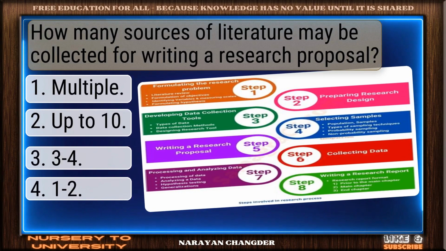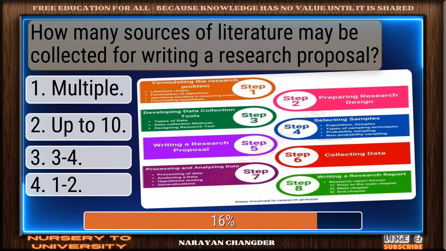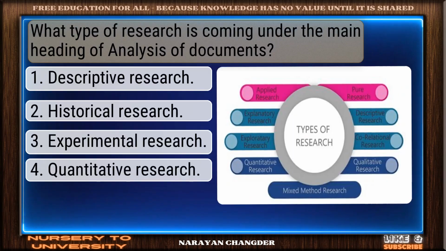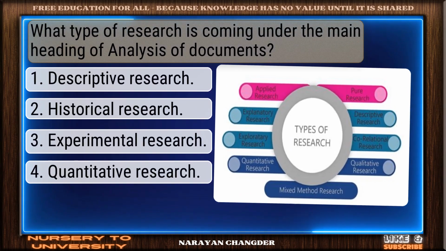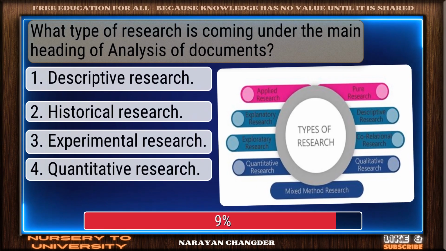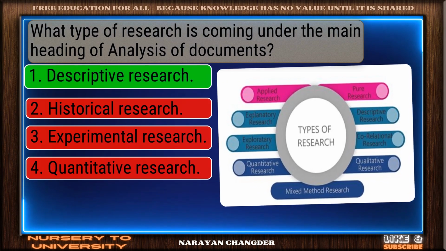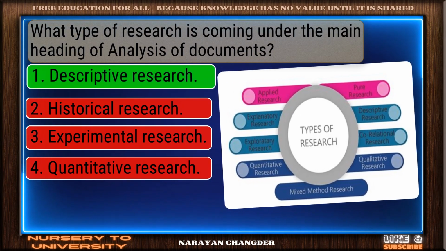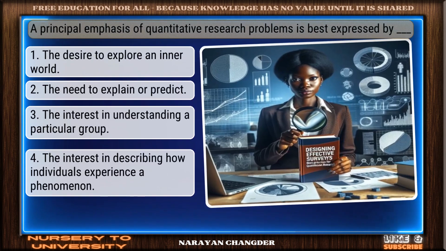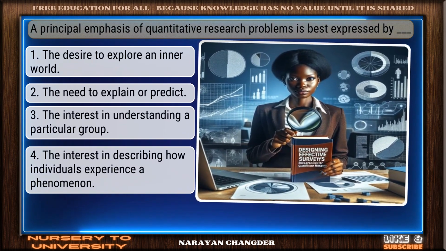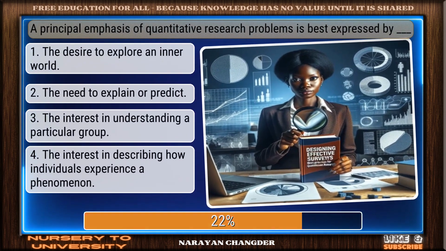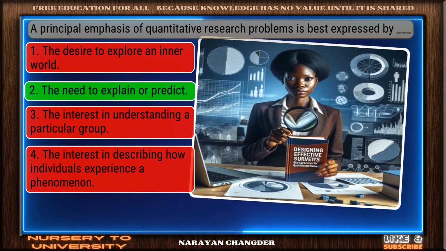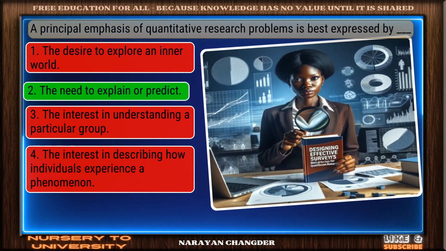How many sources of literature may be collected for writing a research proposal? Correct. Multiple is the right answer. What type of research is coming under the main heading of analysis of documents? Great thinking. Descriptive research is the right choice. A principal emphasis of quantitative research problems is best expressed by the need to explain or predict. Correct. That is the right answer.